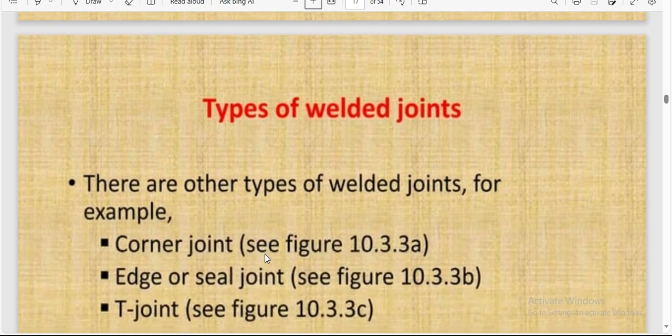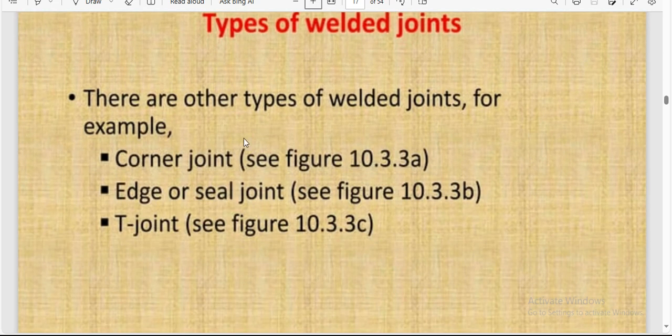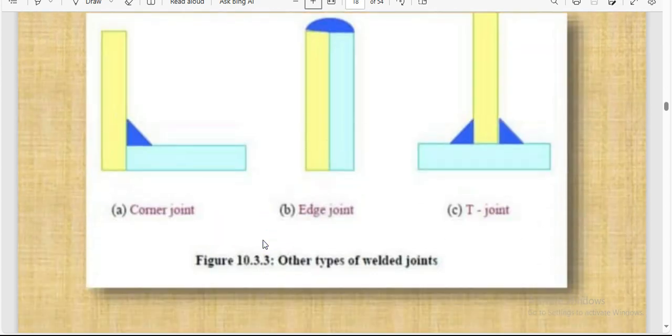Types of welded joints. There are other types of welded joints, for example corner joint, edge or seal joint, and T joint. You will see. This one is a corner joint: the corner of two base metals is welded. This one is an edge joint: the edge of these base metals is welded, on the first and second base metal welding face. This one is a T joint. The shape of the product is T shape, and the welding mechanism is in a T joint.